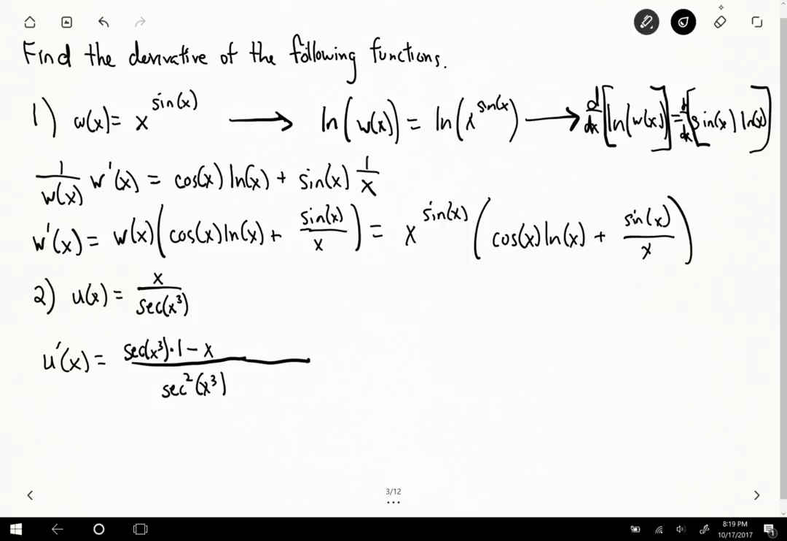Okay, what does that look like? Well, that's going to be derivative of secant x cubed. So the derivative of secant will be secant x cubed tangent x cubed.